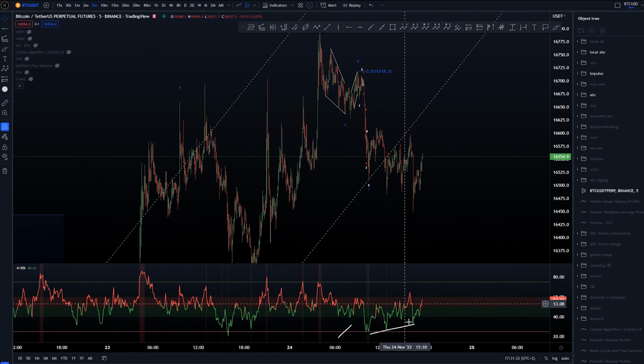Let's see, actually this has pretty much erased all of the divergences here on 1 minute, 2 minutes. Let's see, 2 minutes we still have all the divergences there, yeah. But yeah, I'm not quite sure where this is going to lead up at the moment. I feel like this could be a start of something.